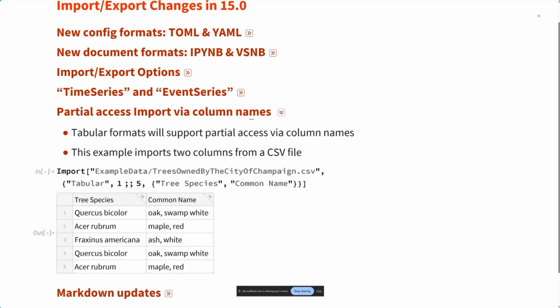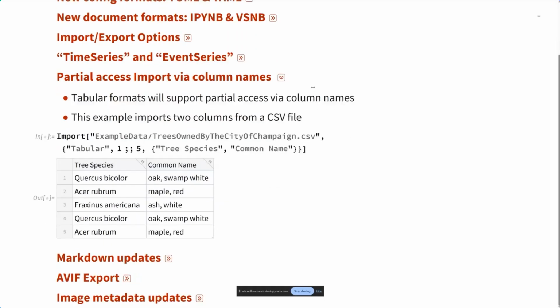Partial access import via column names. Until now, you would have to use column indices to get the partial access, both rows and columns. But now in version 15, we're introducing partial column access via column names. So say I'm only interested in two columns, to import two columns from this CSV file. So that's how I specify, basically a list of strings, and I get back the tabular object only with these columns.